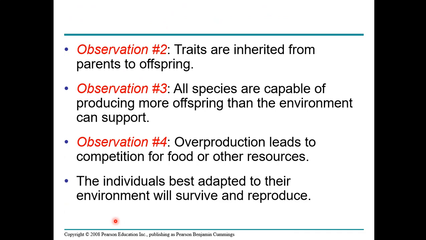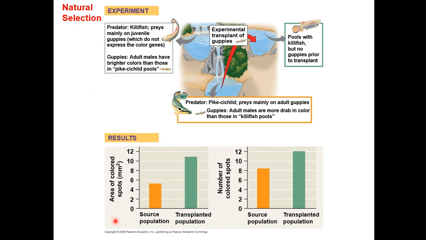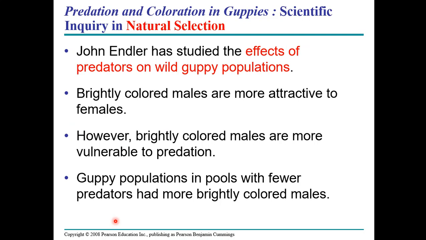Okay? So, next. John Endler has studied the effects of predators on wild guppy populations. Brightly colored males are more attractive to females. So, that's one trait.